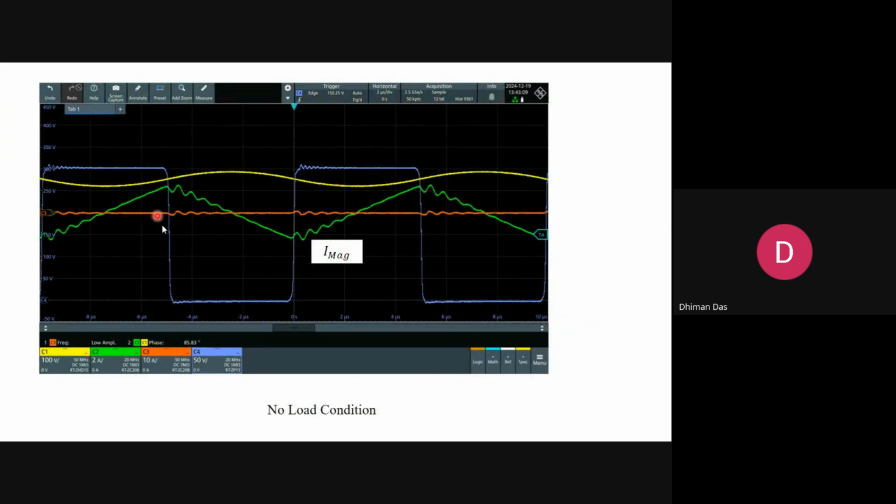Okay. Now at no load condition, you can see there is a magnetizing current flowing through the network, which is triangular in nature. When the voltage across the network is zero, the magnetizing current is discharging, and when it is on or high, the magnetizing current is charging positively. You can see there all the parasitics. It should be ideally triangular in nature, but due to the parasitics of the actual circuit, a high frequency component is overlapped on this current.